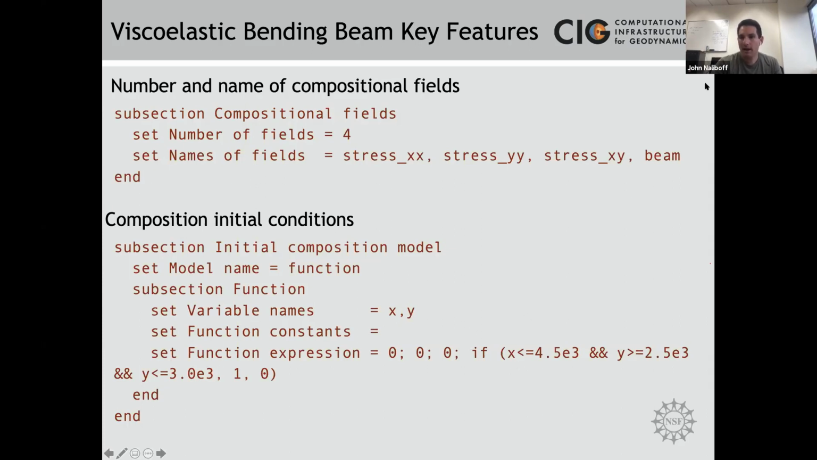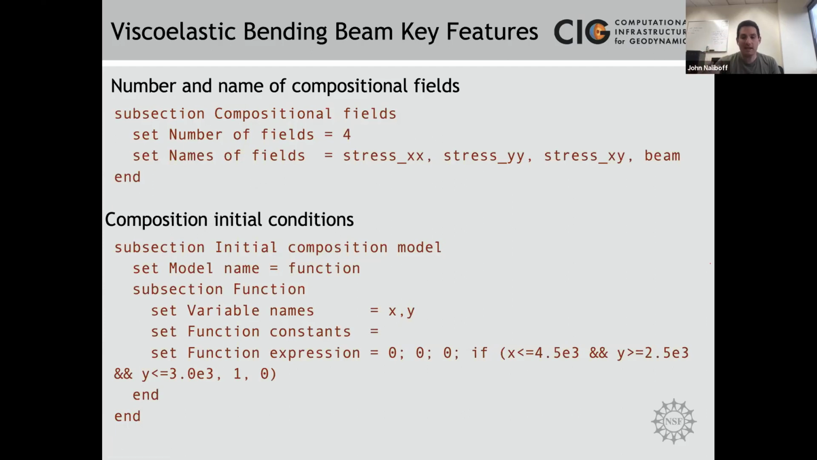Then what we're writing out here is the location of the beam in the model. We're saying that inside the model, if the X value is less than or equal to 4.5 kilometers, and if it's greater than a height of 2.5 kilometers and less than a height of 3 kilometers, the value of this compositional field representing the beam is going to be 1. If it's outside of that rectangular domain we just described, then the value is going to be 0.